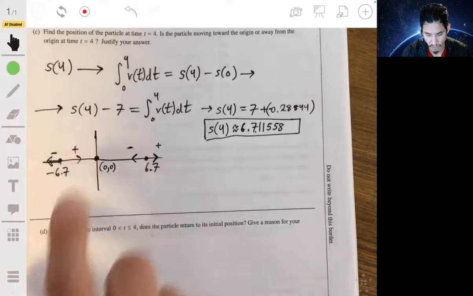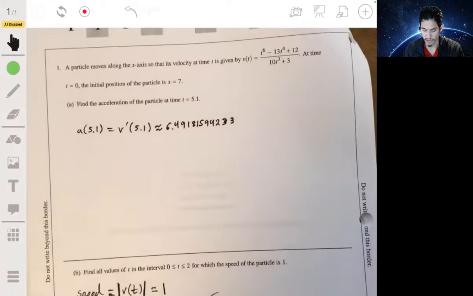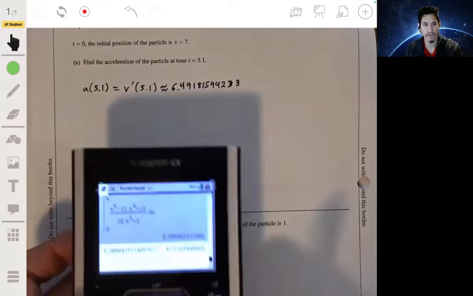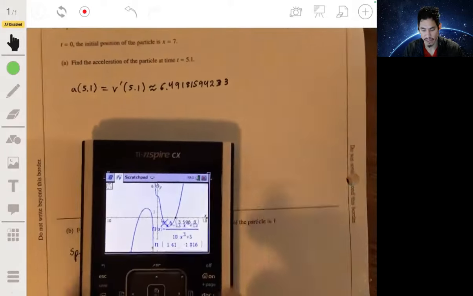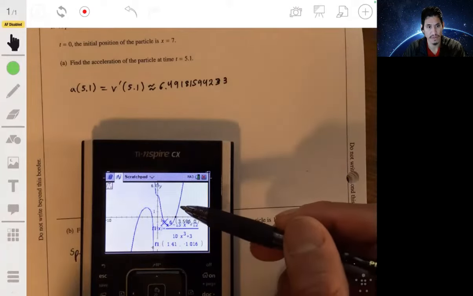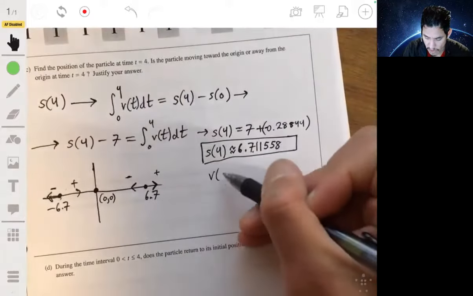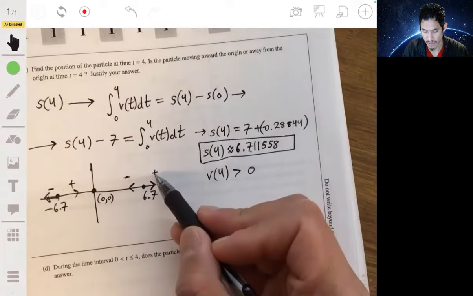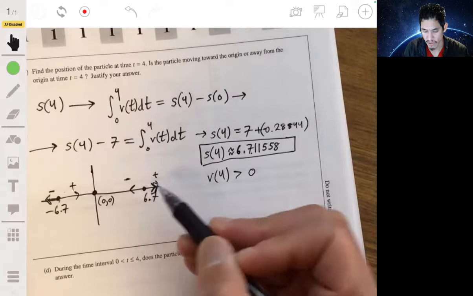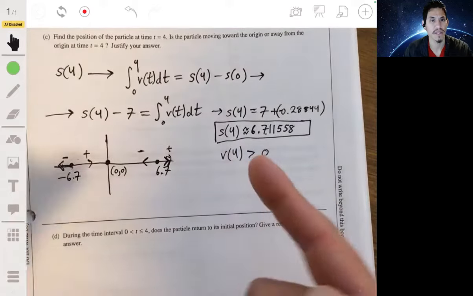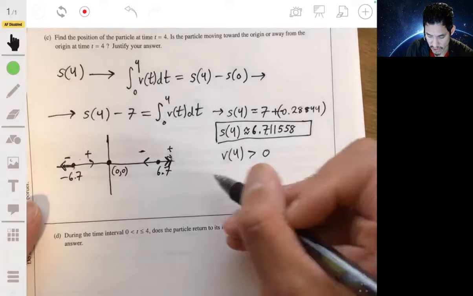So we want to find v of 4, and we can just look at our graph. Going back to our graph, you can clearly see that v of 4 is positive. That's 3.56. All we care about is the sign, so v of 4 is greater than 0. That means we're in this situation. Since the position and velocity are both positive at this time, the particle is moving away from the origin.